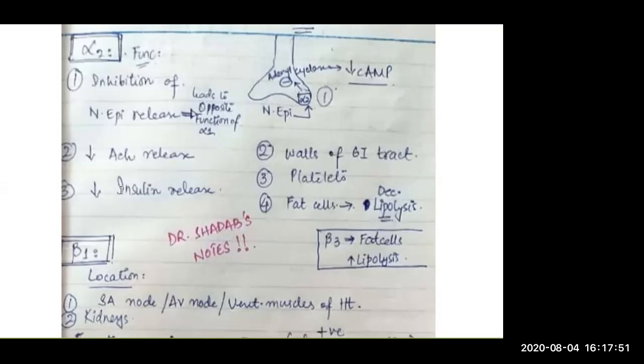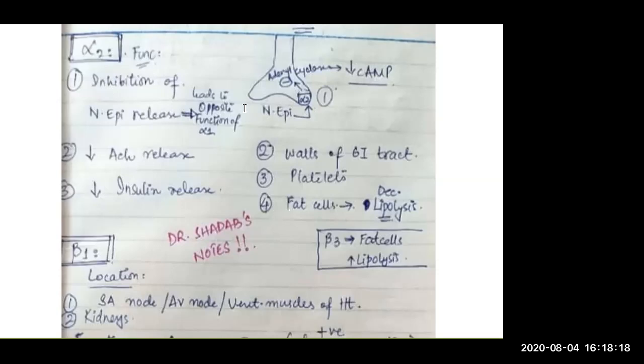Then we have insulin, because from where is this insulin released? From the pancreas. We have beta cells in the pancreas that are responsible to release the insulin, but alpha 2, as its inhibitory function, will inhibit the release of insulin, and what will be the result of it? The glucose level in your blood will increase.